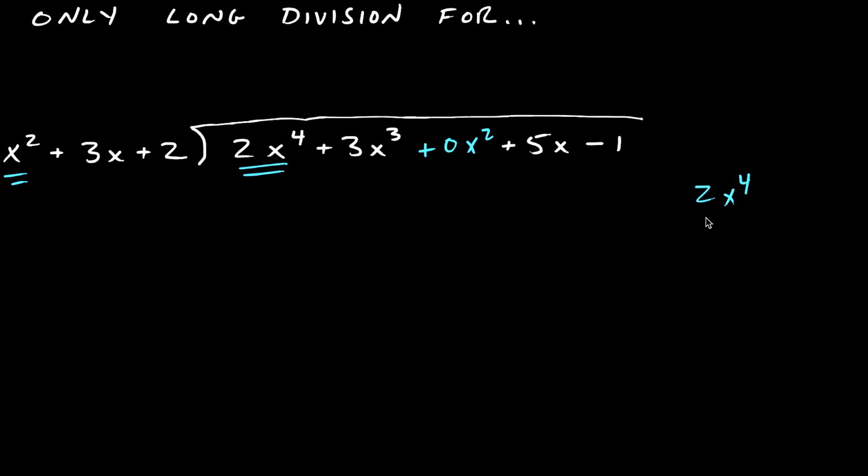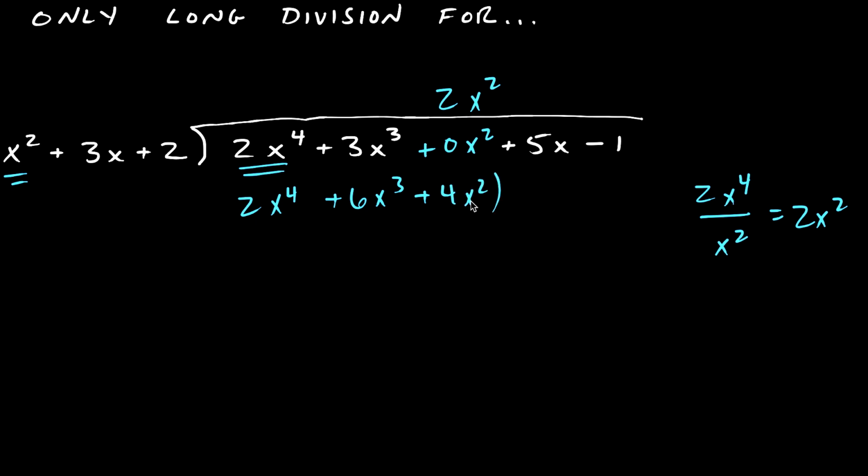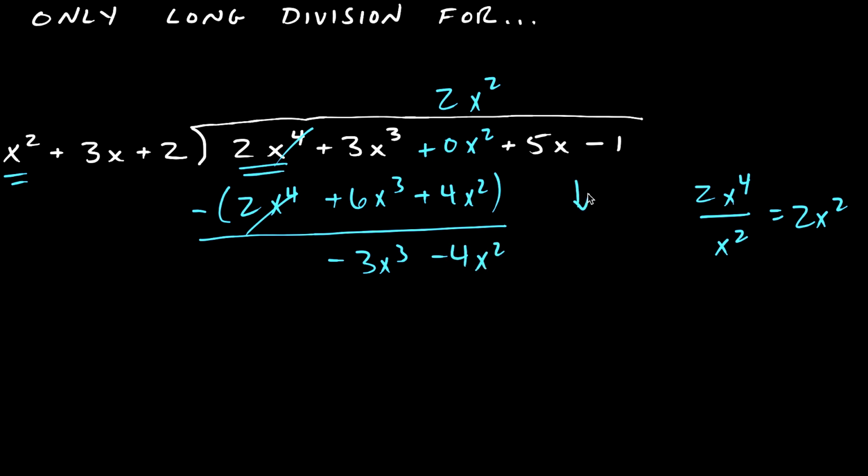So I have 2x to the 4th over x squared, which is going to be 2x squared. Again, put that in the x squared column, now that we have one. And I multiply by each term, so we'll distribute that out. We'll have 2x to the 4th plus 6x to the 3rd plus 4x squared. Again, be very careful of that subtraction. So we have lead terms gone. So we have 3 minus 6, negative 3x cubed, 0 minus 4, minus 4x squared. And we're going to bring the rest of that down, plus 5x minus 1.